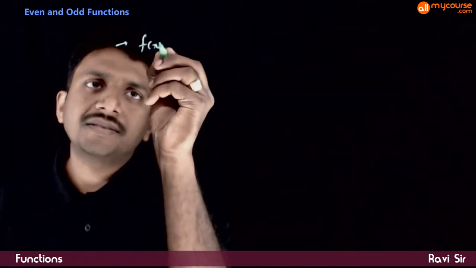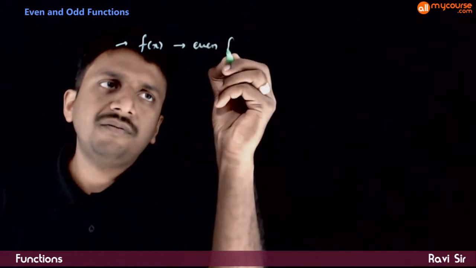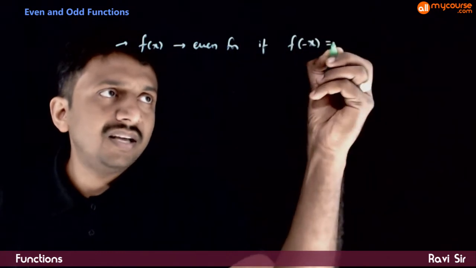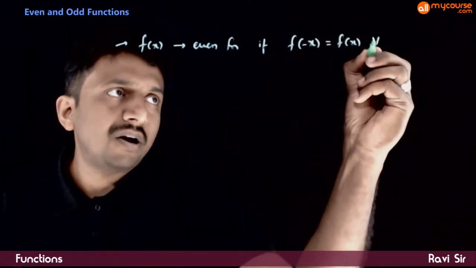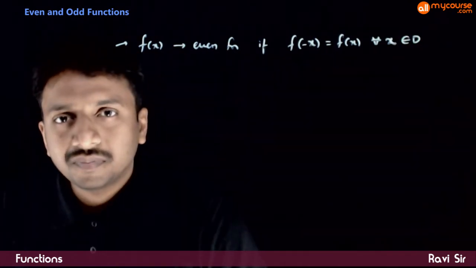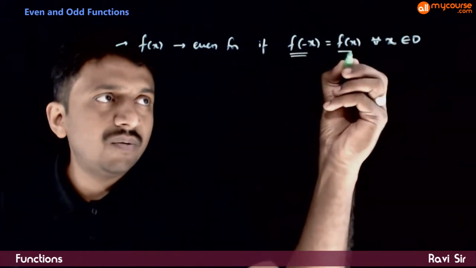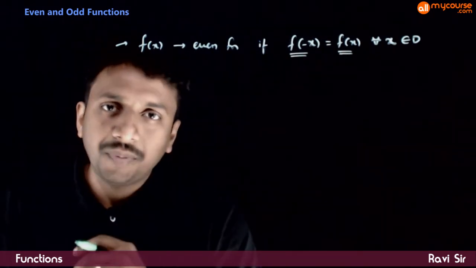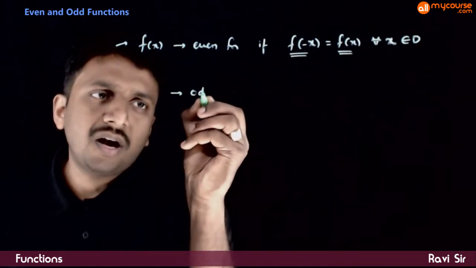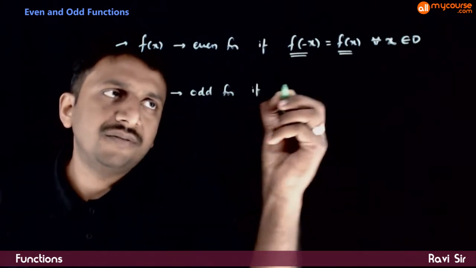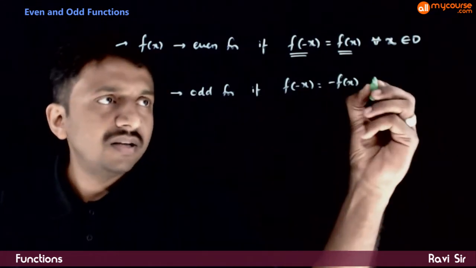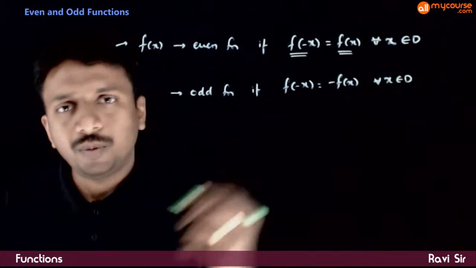A function f of x is called an even function if f of minus x is equal to f of x for all x belonging to the domain of the function. So f of minus x is equal to f of x for all x belonging to the domain, then f of x is called an even function. And f of x is called an odd function if f of minus x is equal to minus of f of x for all x belongs to the domain of the function.